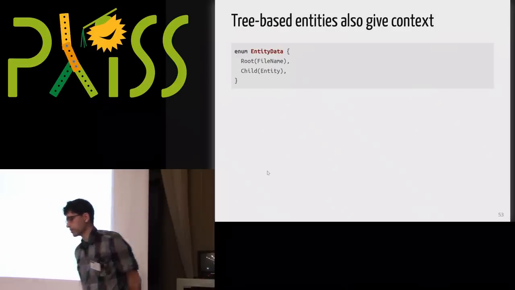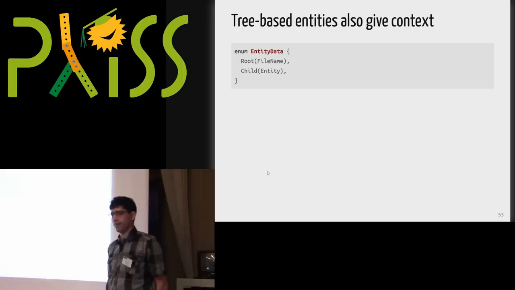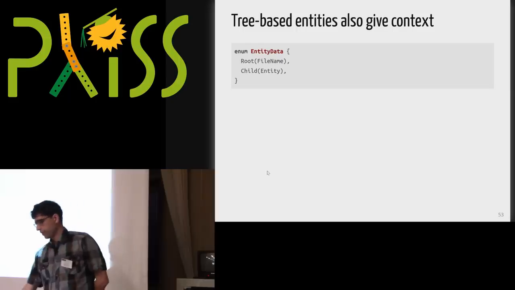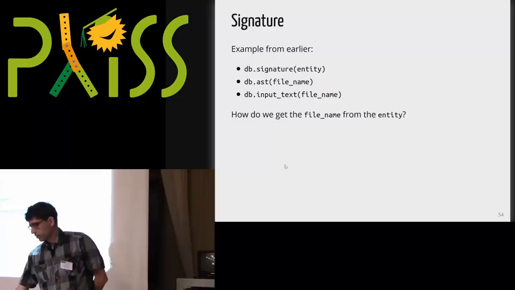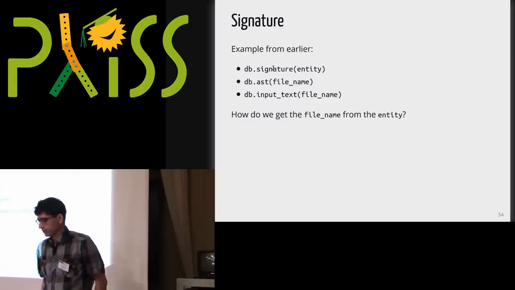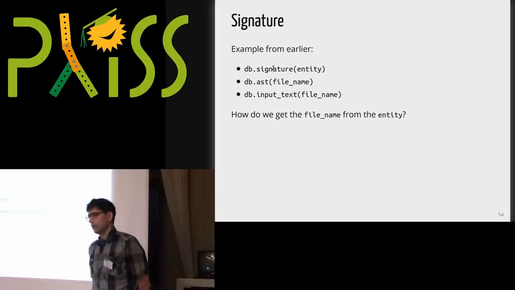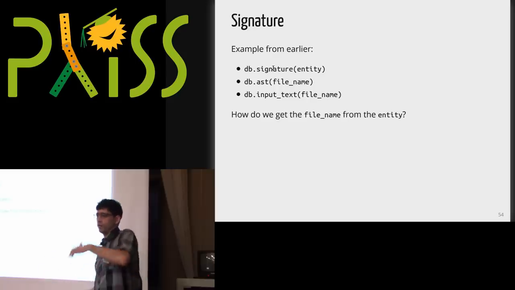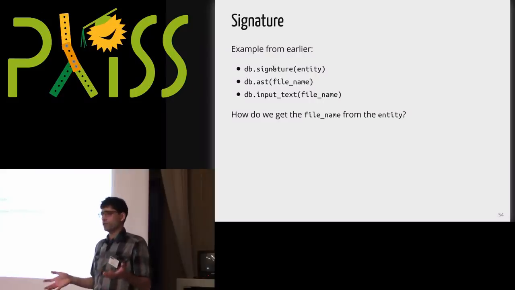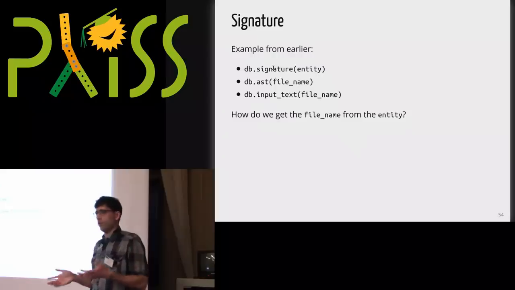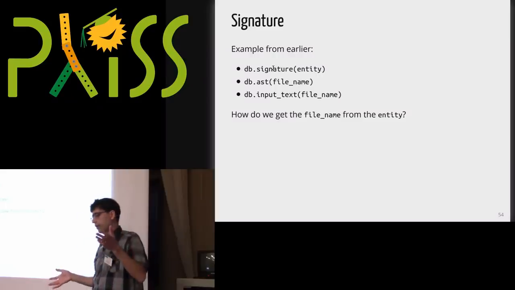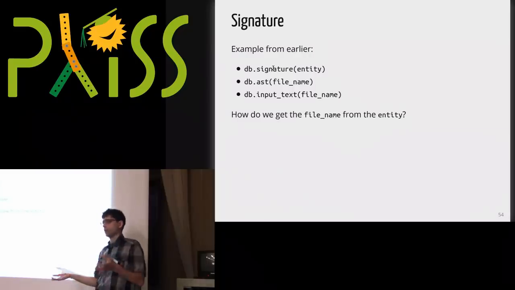The other advantage of this entity-based approach, or this tree-based identifier approach, is that you get some context. Because it turns out you often really need this kind of context. So if you think about some of the examples I gave earlier, when you're computing the signature of a given entity, I sort of hand-waved and said something like, to compute the signature of a function, we have to look at the AST of that function. But then I said that the AST is only one AST per file. We kind of talked about this. And the question would be, how do I get from this function to that file? How do I know what file the function is in, in the first place?